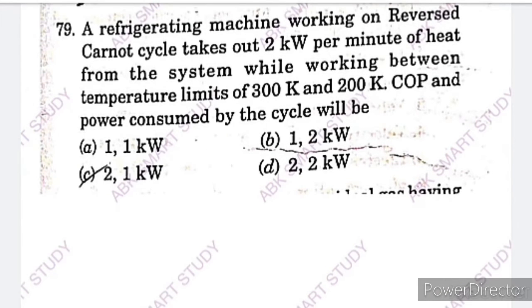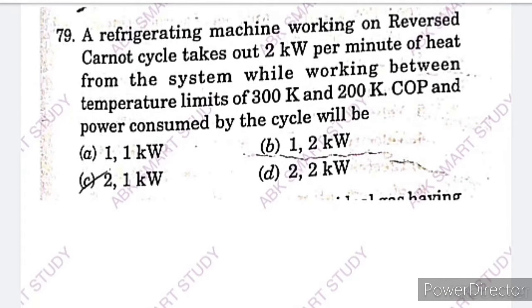Next question. A refrigerating machine working on reversed Carnot cycle takes out 2 kilowatt per minute of heat from the system, while working between the temperature limits of 300 Kelvin and 200 Kelvin. Then what is the COP and power consumed by the cycle?